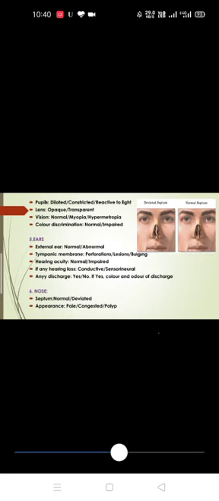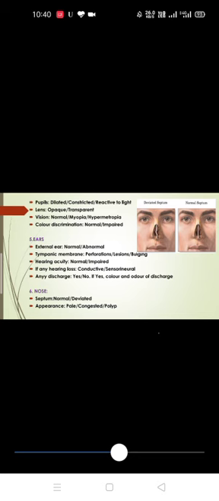Then pupils, you will see dilated, constricted, and reactive to light. For checking the pupils, what will you need? A pen torch. So using the pen torch you will check the pupils. Then next you will see the lens, opaque or transparent.